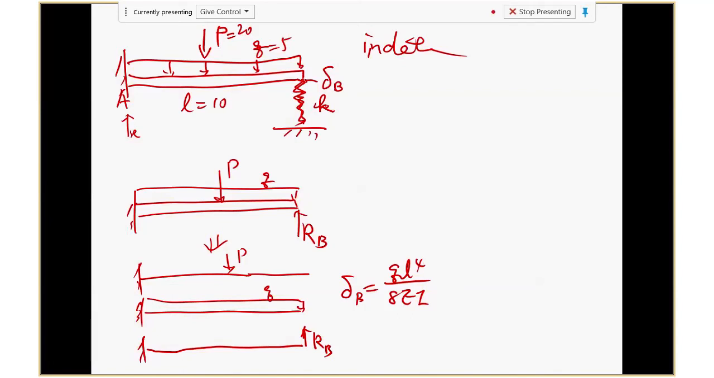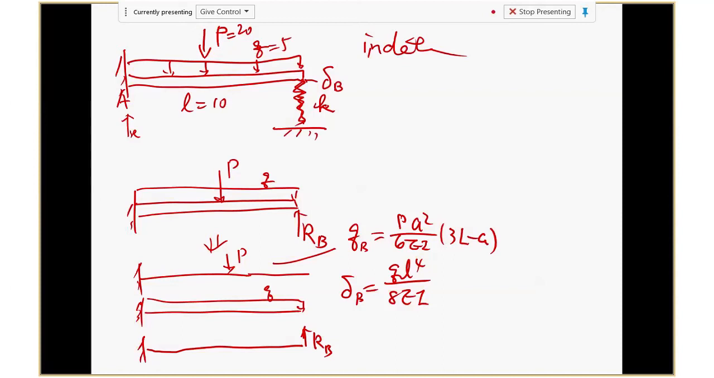Now let's look at the other 2 loads. One is a force in the middle. So what's delta B? It's PA squared over 6EI, times (3L minus 8)... Let's just copy it here, then we can see it. So delta B for the load P will be P A squared over 6EI, then (3L minus 8).